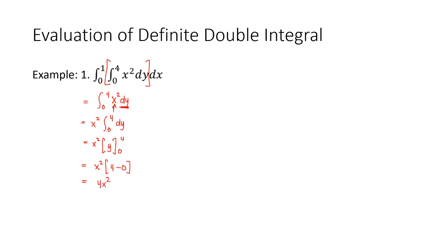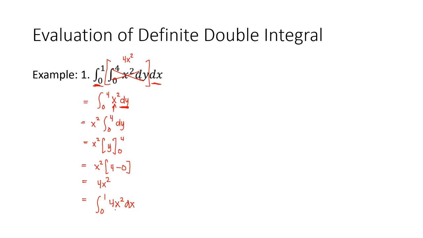But we are not yet done. The result of the integral of this is 4x squared. Meaning to say, the inner integral now will be replaced by 4x squared. That being said, we'll be integrating this one again. So we have 0 to 1, what we have left here, and the dx. We have 4x squared dx.